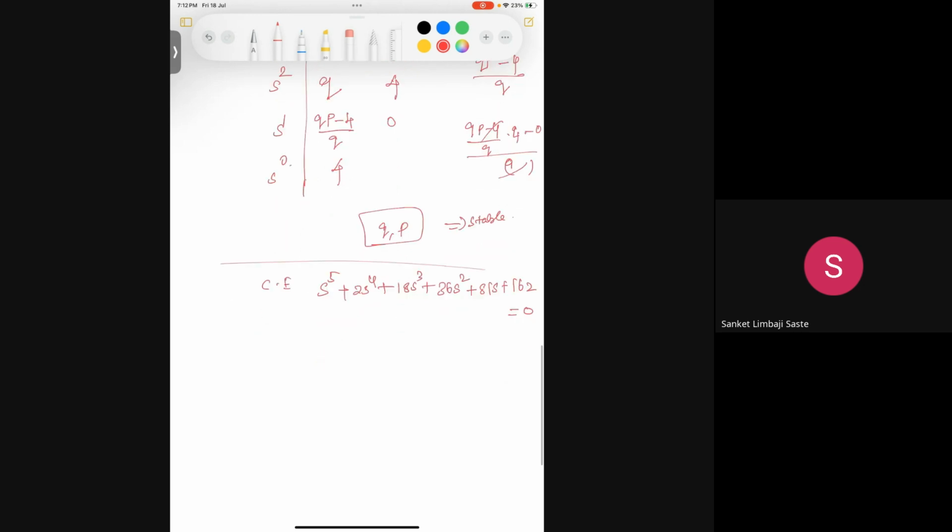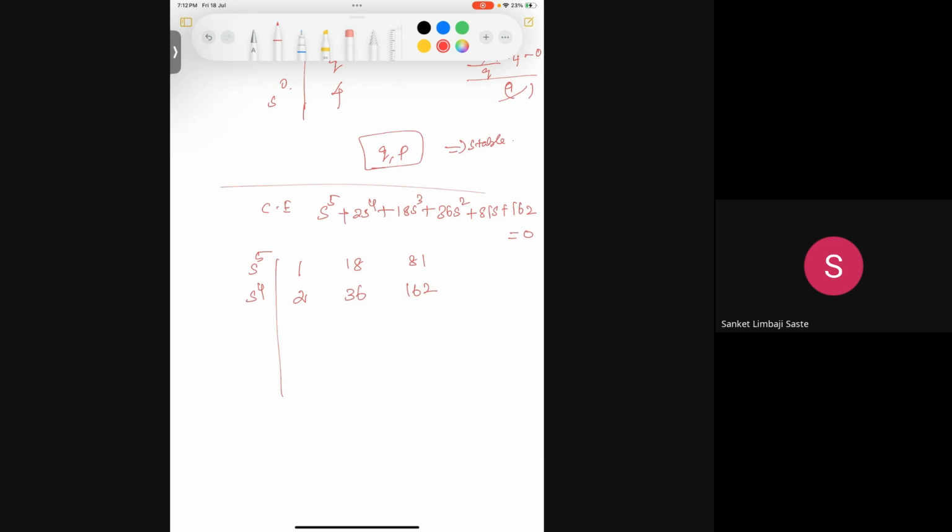The equation would be, we will start with s power 5: 1, 18, 81. Then s power 4: 2, 36, 162. Right. Now this will be 2 into 18, that is 36, minus 36, divided by 2. This will make it 0. Good. First column went to 0. The second: 36 into 81 minus 18 into 162.